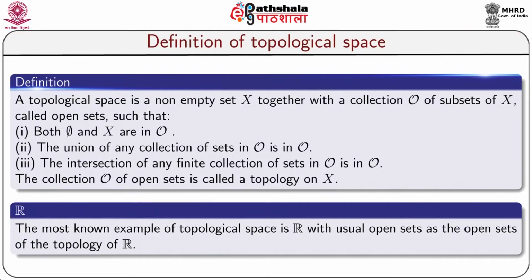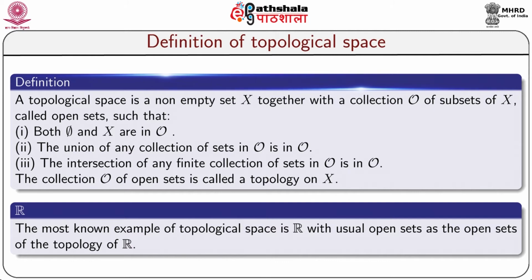Now, we will give a formal definition of topological space. By a topological space, we mean a non-empty set X and a subset O of the power set of X which satisfy the following properties. First, both the empty set and the whole set X are in O. Second, O is closed under arbitrary union. Third, O is closed under finite intersection.